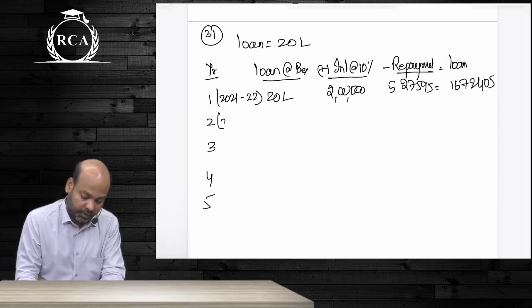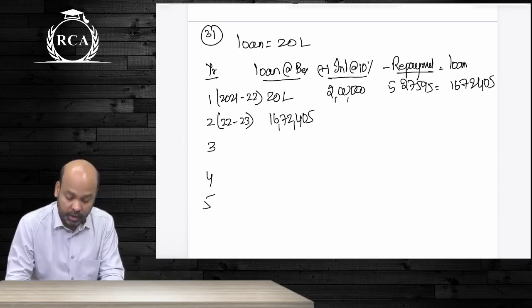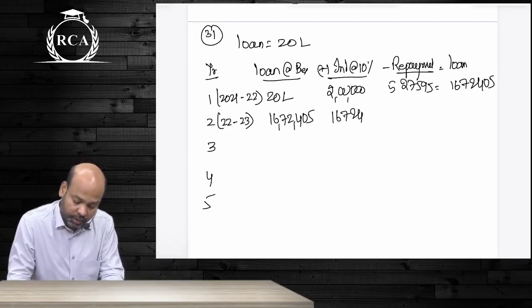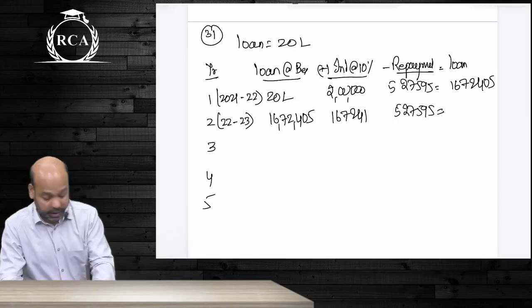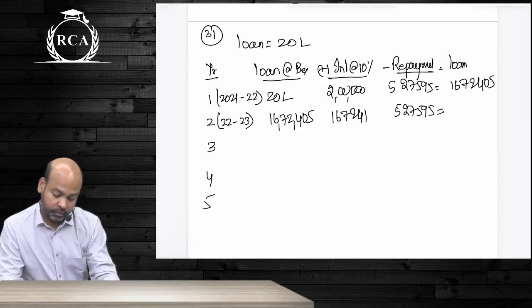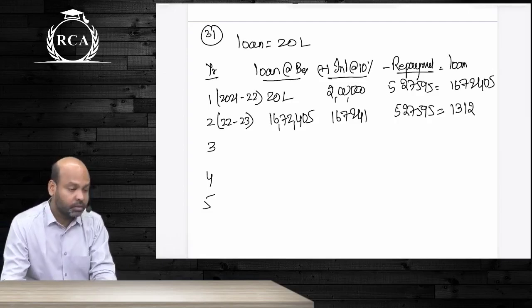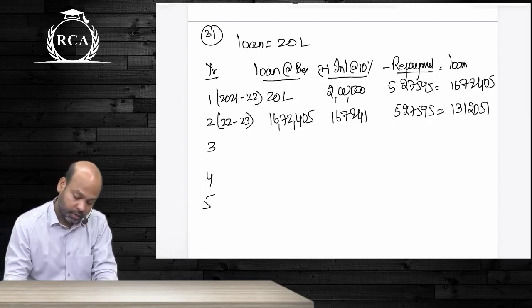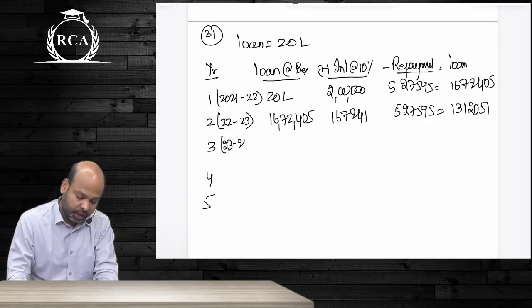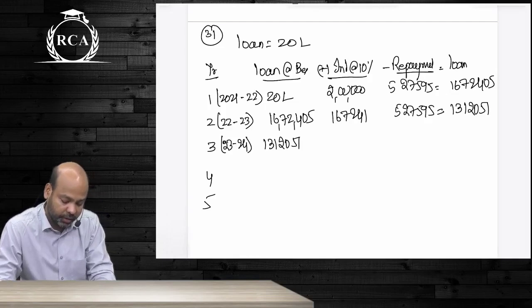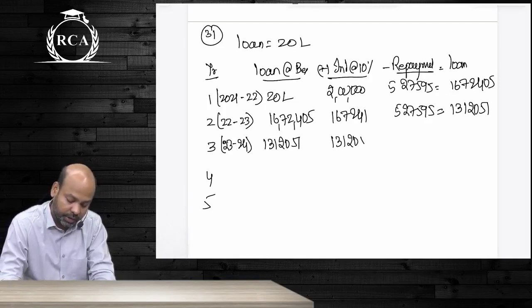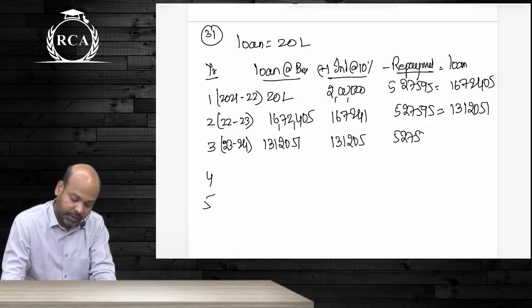16,72,405. Next, for the year 2022-23, guys, won't they charge interest on 16,72,405? 167,241 minus repayment is still 527,595. How much will be loan outstanding at the end, guys? 13,12,051. नेक्स्ट 23-24 के लिए बेटा it is 13,12,051. Interest on that at the rate of 10%. 131,205 minus 527,595.